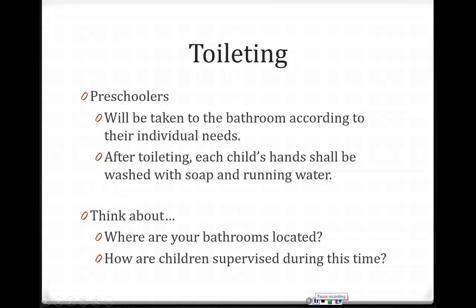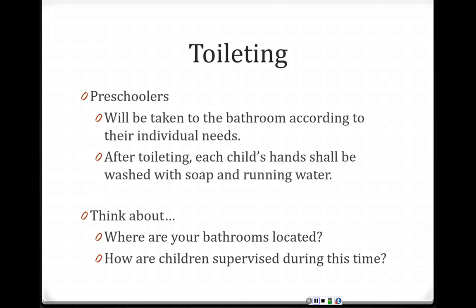So now we're going to talk about toileting. Preschoolers will be taken to the bathroom according to their individual needs, and that means when they need to go to the bathroom, they need to be taken to the toilet. After toileting, each child's hands shall be washed with soap and running water, as well as our hands.